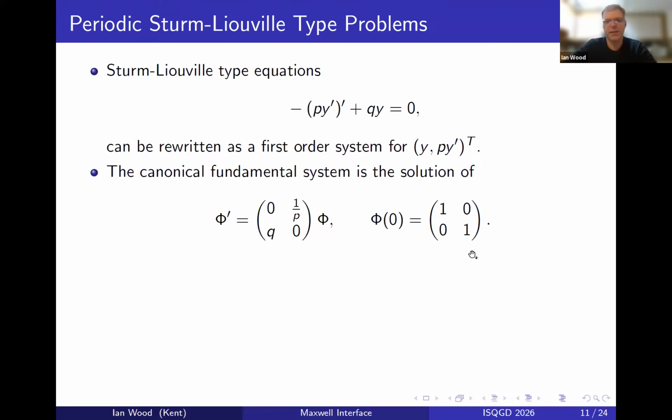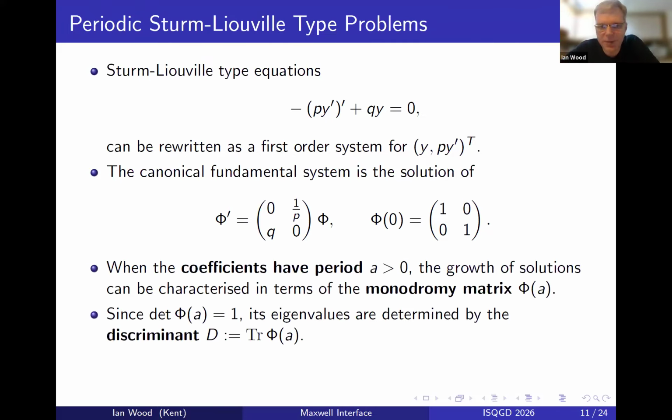like this. Now, if we have periodic coefficients, then the growth of the solutions can be characterized in terms of what's called the monodromy matrix. So that's evaluating this fundamental system after one period, so at phi of A. And in particular, if we're interested in the growth or decay properties of this, then we're going to be interested in the eigenvalues of the phi of A.